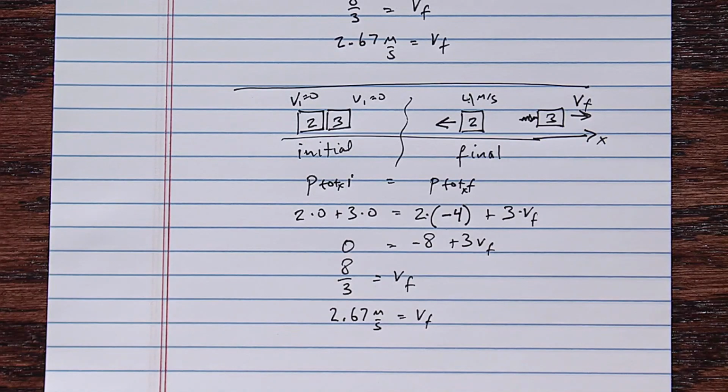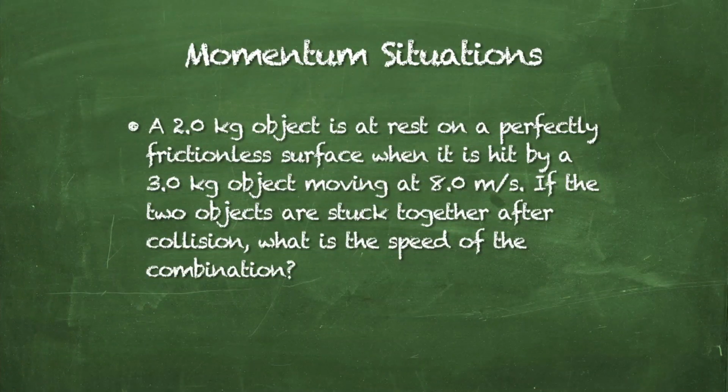Okay, that's a lot of examples. Let's look at the kind of question that you might be asked. A 2-kilogram object is at rest on a perfectly frictionless surface when it is hit by a 3-kilogram object moving at 8 meters per second. If the two objects are stuck together after the collision, what is the speed of the combination? This should be familiar by now, so go ahead and draw your diagram, list your knowns and unknowns, identify this as a collision, which is a momentum situation, write down your starting equation, and go ahead and solve this. I'll give you some time to get a head start.